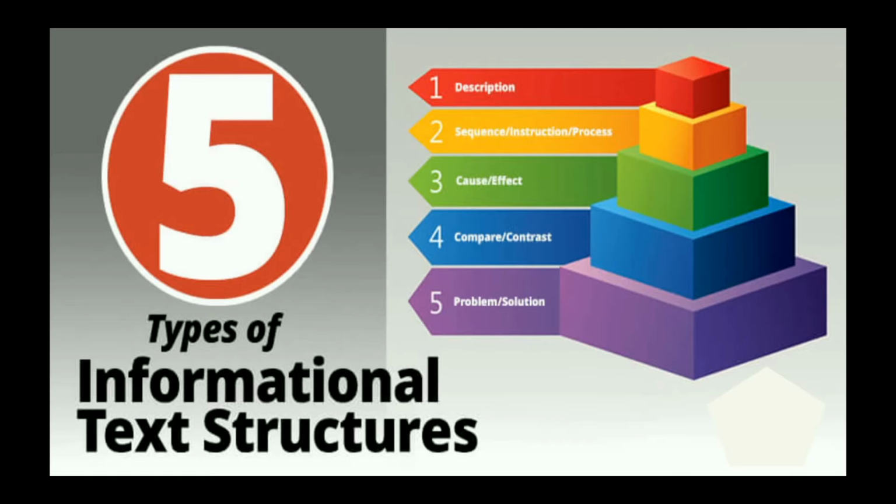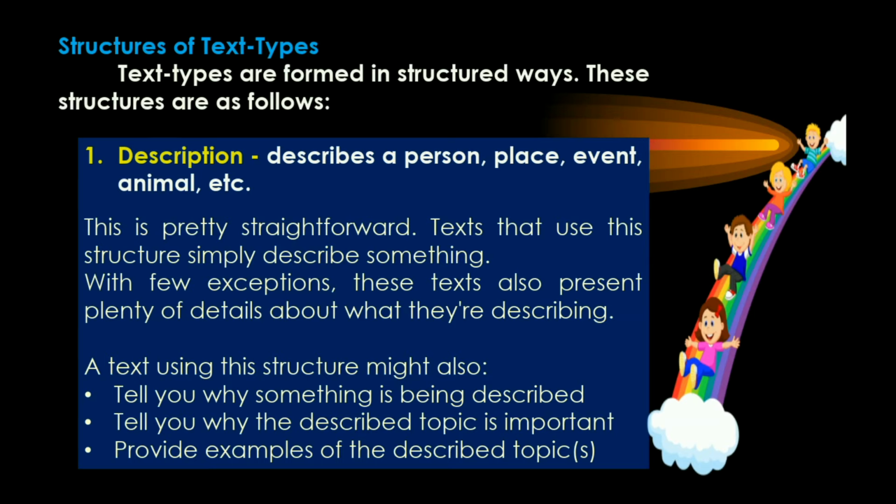So to achieve these purposes, authors use one or more of the following 5 structures. So we have description, sequence, instruction or process, cause and effect, compare and contrast, and problem solution. So in order for you to fully understand and analyze informational texts, whether they are reading textbooks, news articles, or works of literary nonfiction, you must be able to unpack these 5 text structures and study their components. So let's have description first.